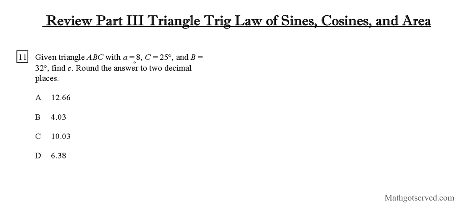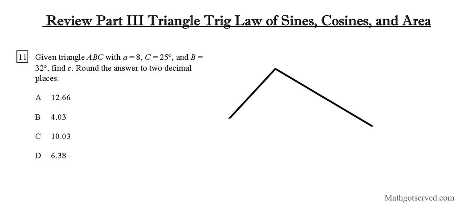Let's take a look at question number 11. It says, given triangle ABC with little a equals 8, big C equals 25, and big B equals 32, find little c. All right. So in order for us to be able to fully understand this scenario and accurately label our triangle, it's beneficial to make a sketch of the situation. Let's go ahead and make a sketch, not to scale, of what we're looking at here.